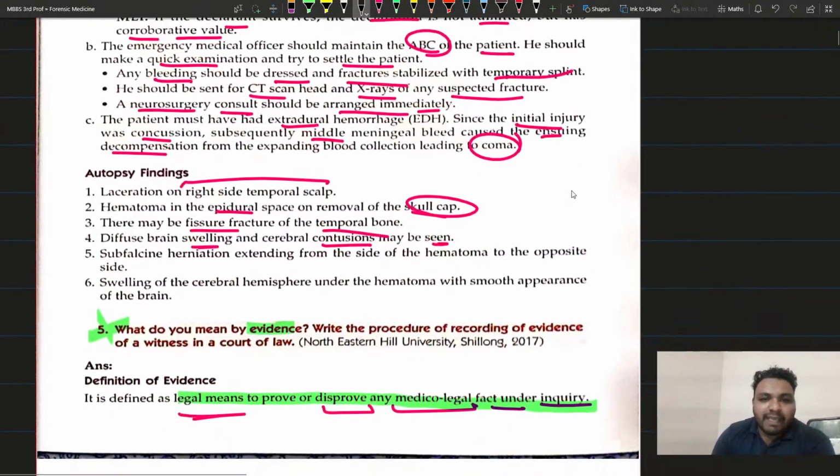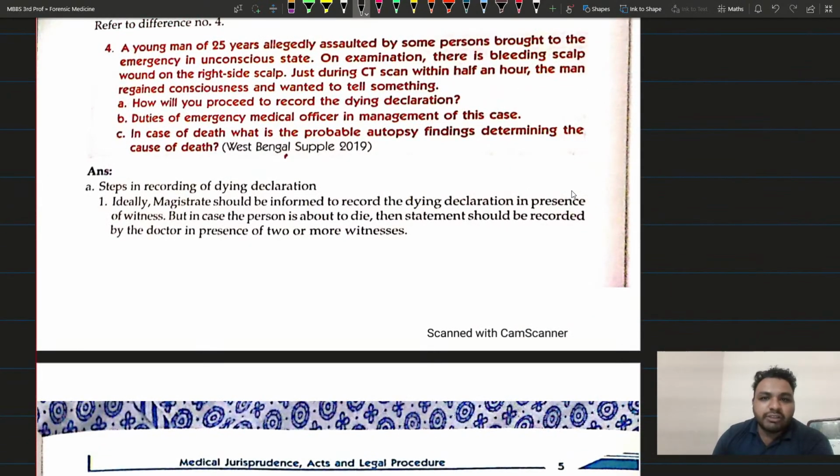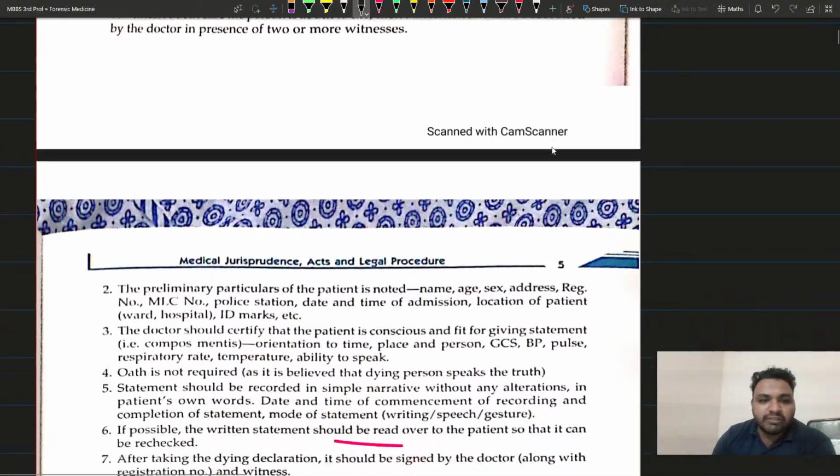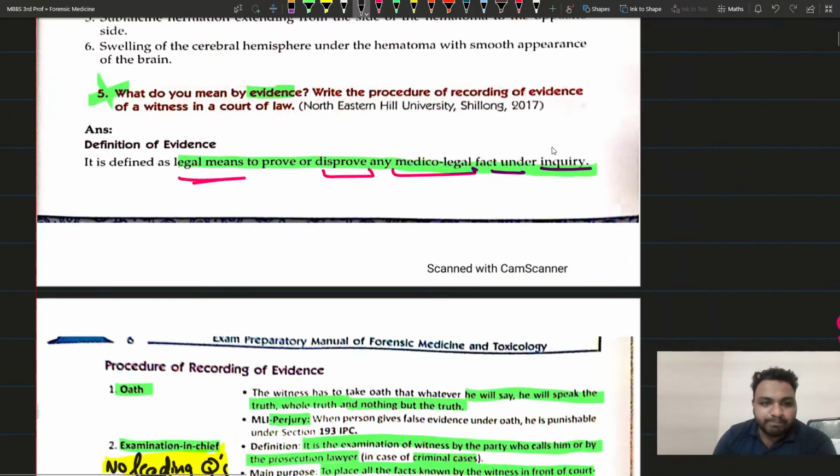If you want, I will also attach the link to this book in the PDF. So what you can do now is, there's a clinical scenario given over here. On the basis of the above question, you can go through it and get a bit more idea.